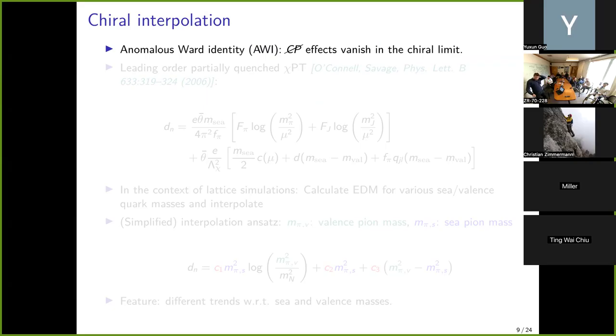So this is something that is important in the context of lattice calculations, because on the lattice we usually use unphysical quark masses, which simplifies the calculations. And in this project, it is actually an advantage if we treat chiral symmetry correctly, because we can employ the anomalous Ward identity again. I already mentioned it implies that the CP-violating effects vanish in the chiral limit.